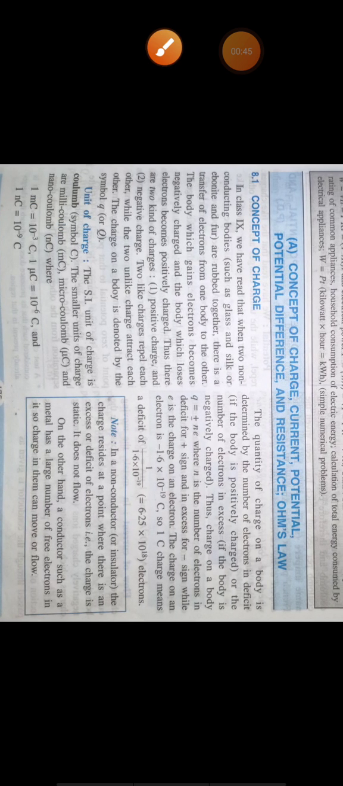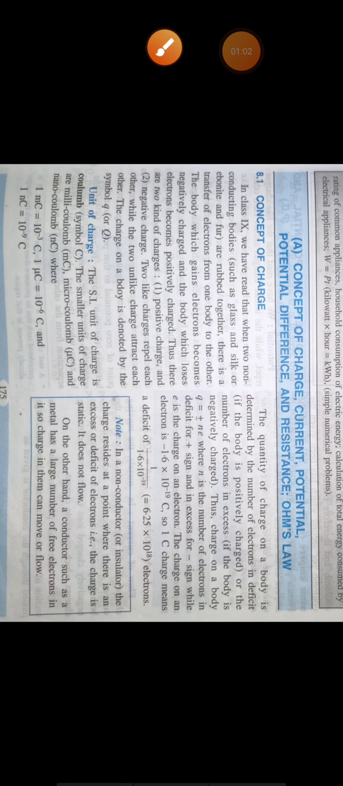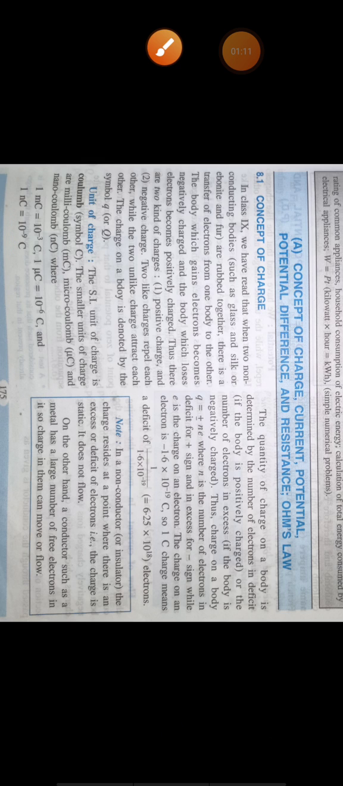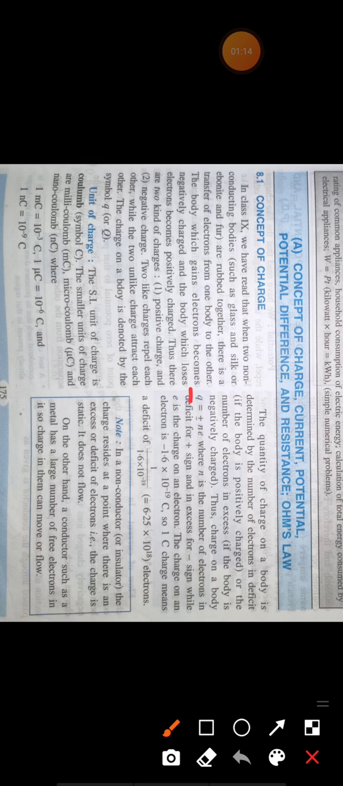Now there are smaller units of charge also. One is millicoulomb. Milli means 10 to the power minus 3 coulomb or 1 by 1000 coulomb. Microcoulomb, micro means 10 to the power minus 6 or 1 by 10 lakh coulomb. Nanocoulomb, 1 nanocoulomb is equal to 10 to the power minus 9 coulomb or 1 by 100 crore coulomb. Now there is a quantity: total charge Q is equal to plus minus NE.